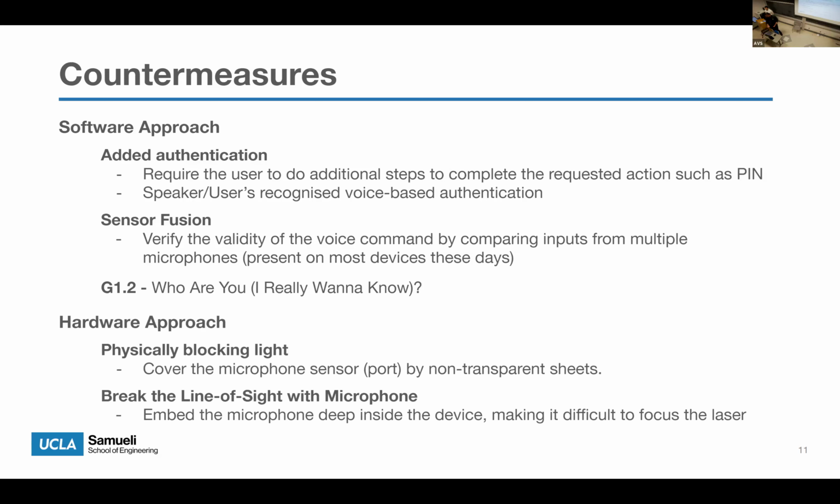The next is the hardware-based approach. That's very intuitive. The first is we can cover the device physically so that the light never falls on the microphone port directly. Such as the Google Home device has a little fabric layer, if you've seen the gray colored layer, that gives a little bit of protection. The last one is breaking the line of sight with the microphone. So we embed the microphone deep inside the device, such as the iPhone, where the sensor is deeply inside near the front camera. That's why it is difficult to point the laser directly on the microphone.